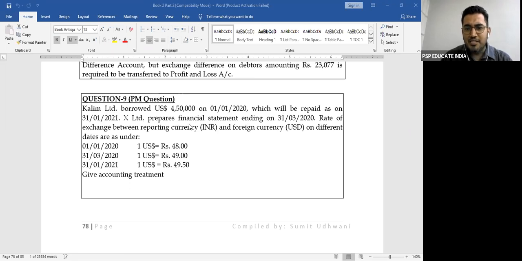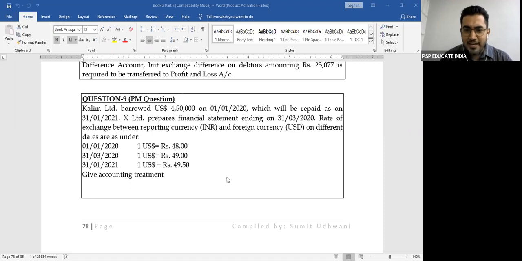X Limited prepares financial statements for the year ending 31st March 2020. The rate of exchange between the reporting currency and the foreign currency is as under. Your spot rate is 48. On 31st March 2020, the rate becomes 49. So 1 rupee difference will go to the FCMITD account. Right?